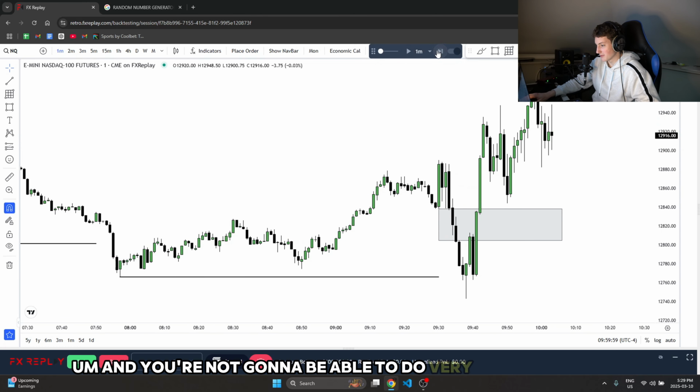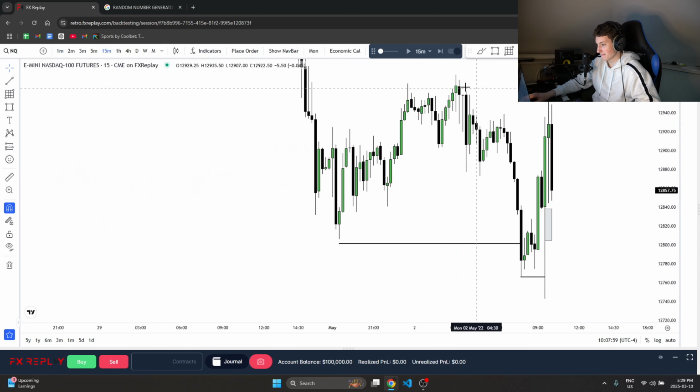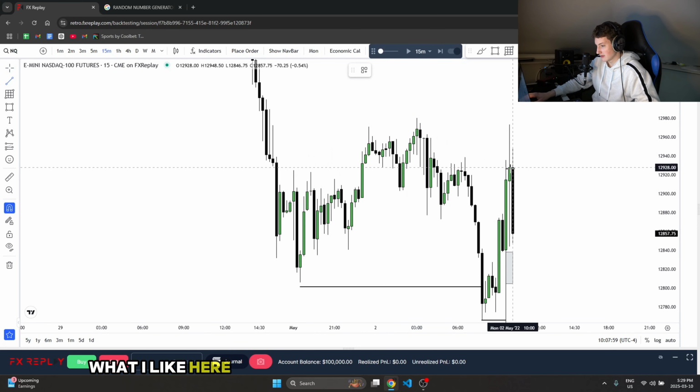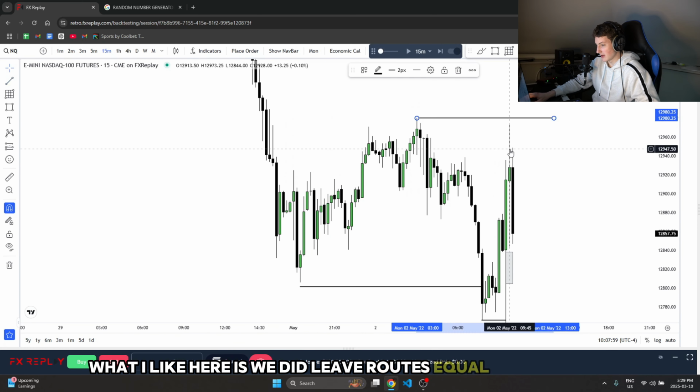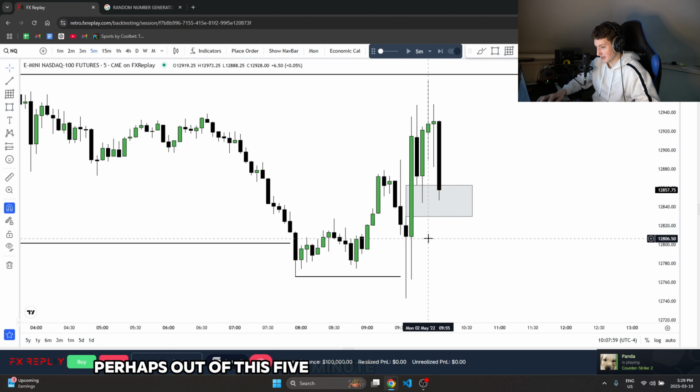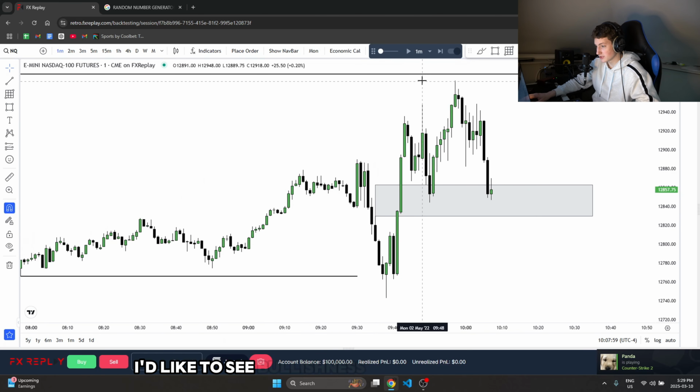And you're not gonna be able to do very much about it. So what I like here is we did leave relative equal highs up here. High was here, we didn't quite sweep it. So there's still a reason to be bullish. Perhaps out of this 5-minute gap that we just created, I'd like to see bullishness.